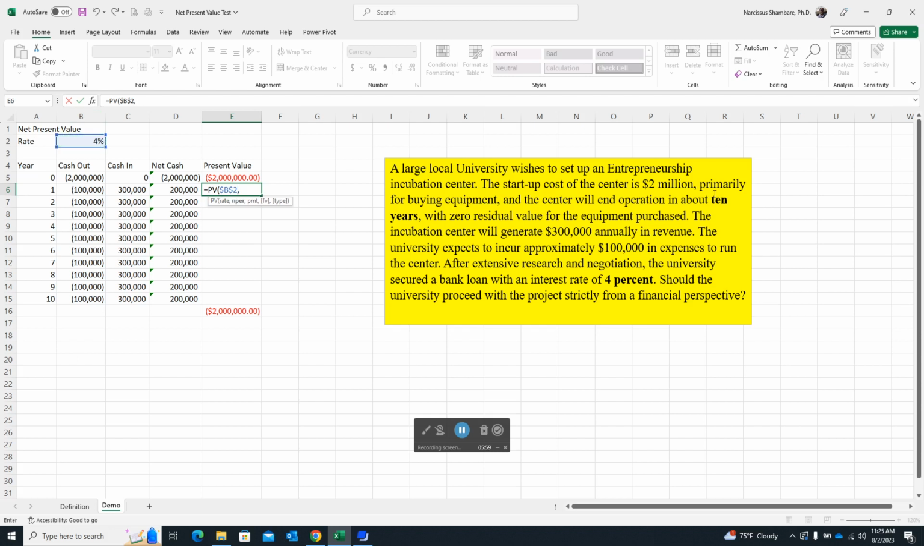And then comma, and the number of periods, we know that we'll be using year 0, 1, all the way to year 10. Now we want it to be relatively referenced, so when we copy the formula downwards, it should also be moving from one year to the other. Comma, it's not the payment we need, it's the future value. The 200,000 is going to be the future value. So we click on those values in our net cash. Then closing parenthesis, we'll press enter.